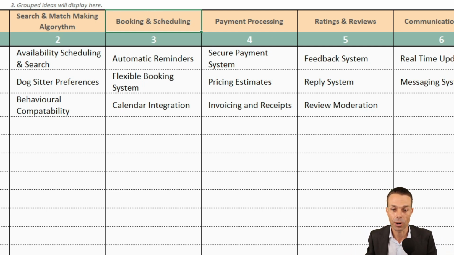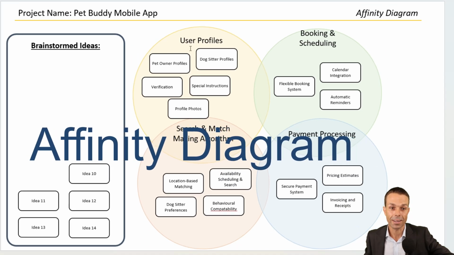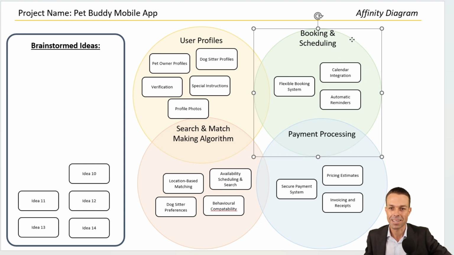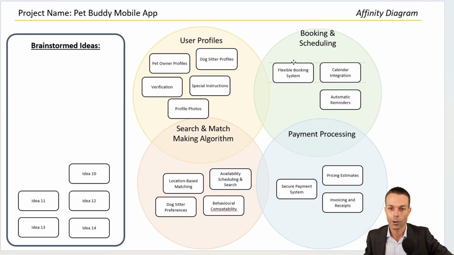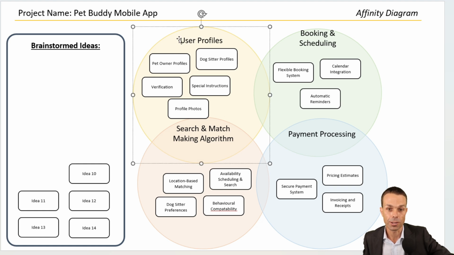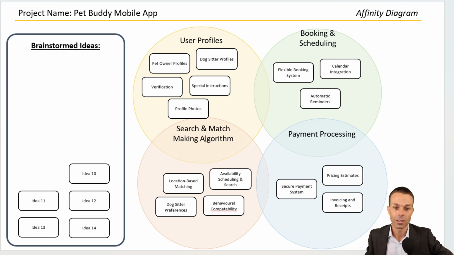That's affinity brainstorming. Now, we could also show that in an affinity diagram because we're grouping things with an affinity to each other. They're similar to each other. And this is a really nice way to visualize it. This is our affinity diagram, as you can see. Here are the ideas that our team have come up with. All of the ones that are around booking and scheduling, all of the ones that are around user profiles, search or payment processing, and any other buckets that we want to group our brainstormed ideas together with.